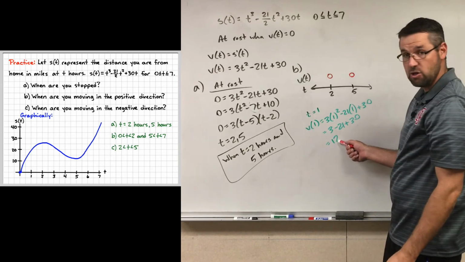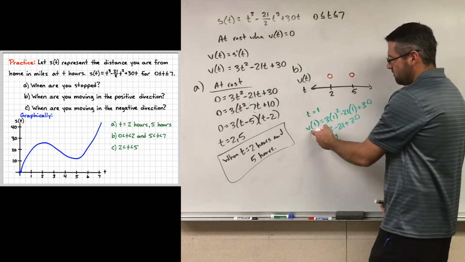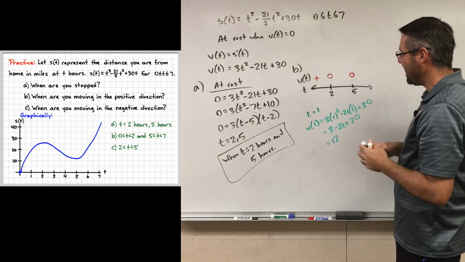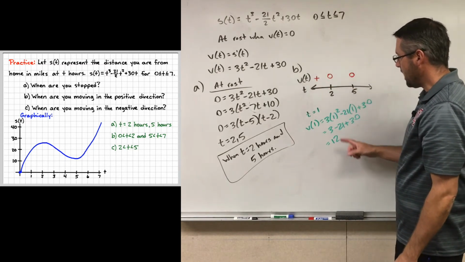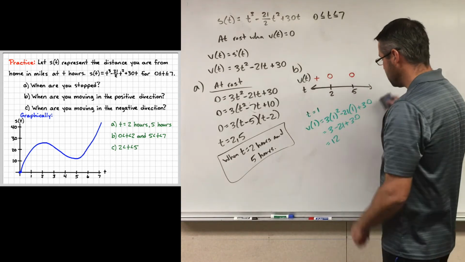I don't really care what the value is. What I care about is the sign. What I notice is that when t equals 1, the velocity is positive. Now, you can pick any number to the left of 2, and you'll get the same answer. Not the same numeric answer, but you're going to get the same sign. So I've got this work to show here.